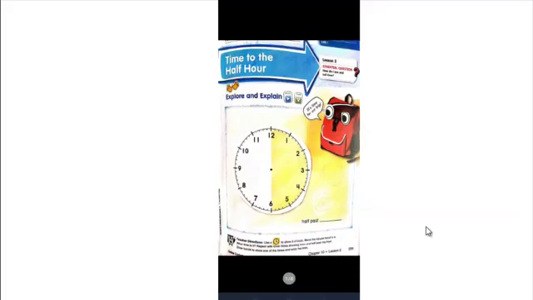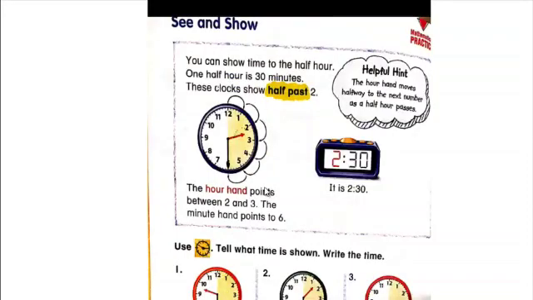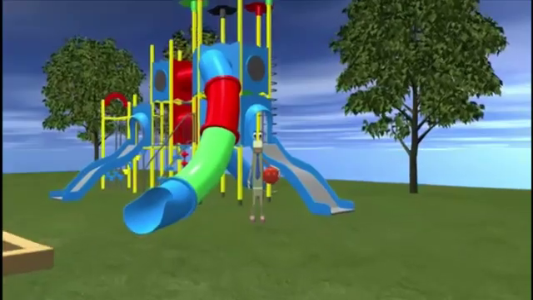Today I talk about a new lesson, but before we start, open your book to page number 599. Today I talk about a new lesson called Time to the Half Hour. In this lesson, we will learn how to read and write time to the half hour. And open the next page, number 600. Before we start, let's watch a video to explain this and come back.